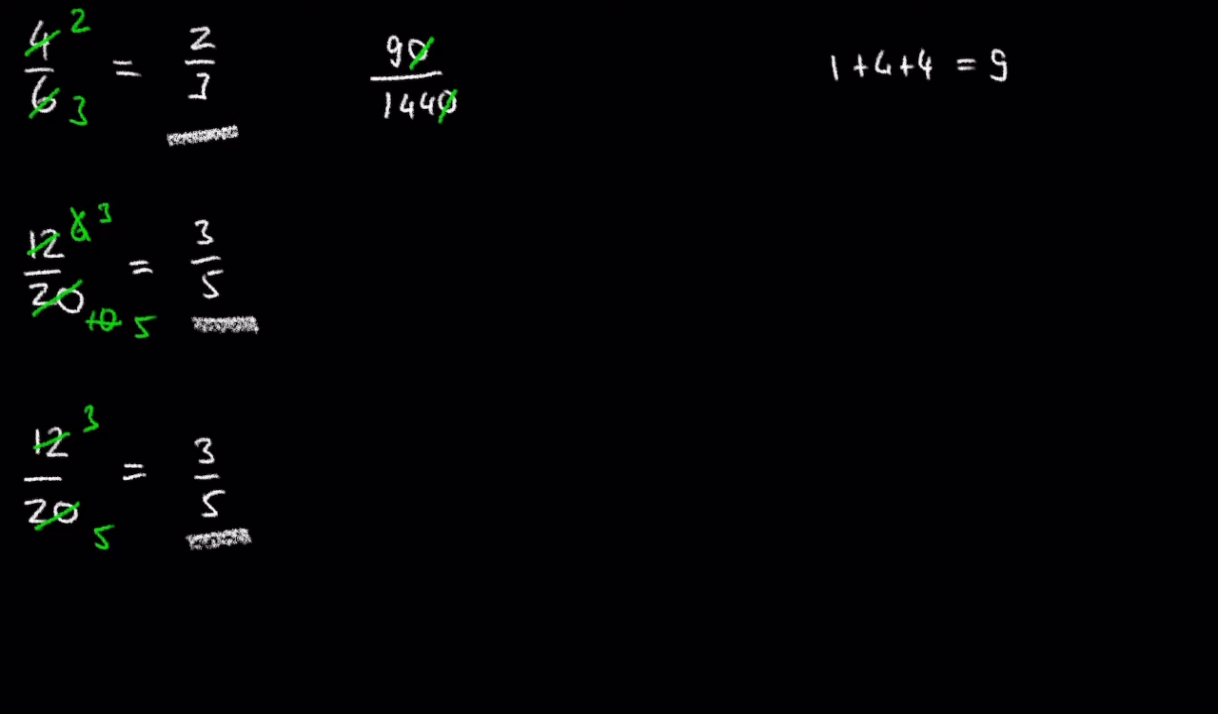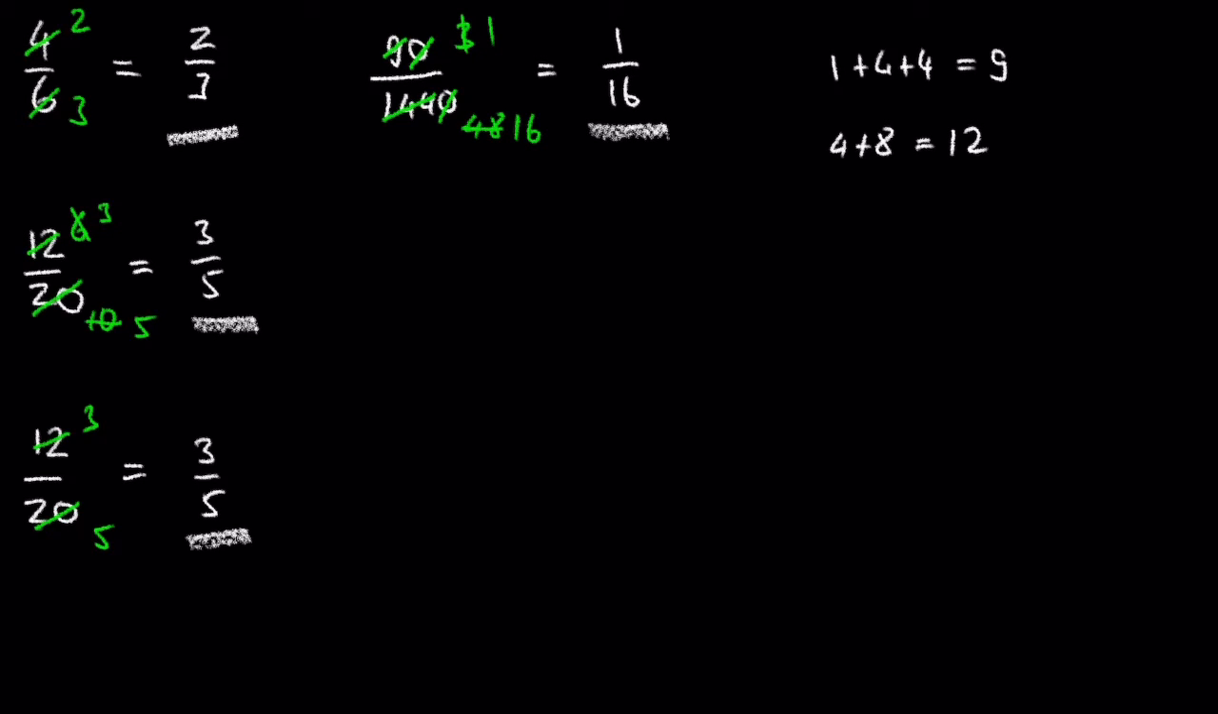9 divided by 3 is 3. And 144 divided by 3 is 48. Is 48 divisible by 3? Let's see. The sum of the digits of 48 is 12. 12 is divisible by 3, so 48 also is divisible by 3. 3 divided by 3 is 1, and 48 divided by 3 is 16. So we get 1 over 16.